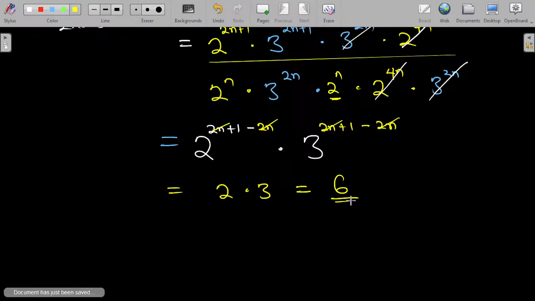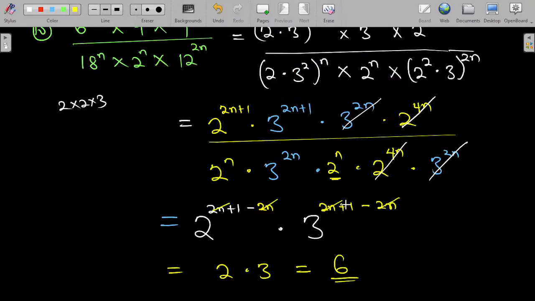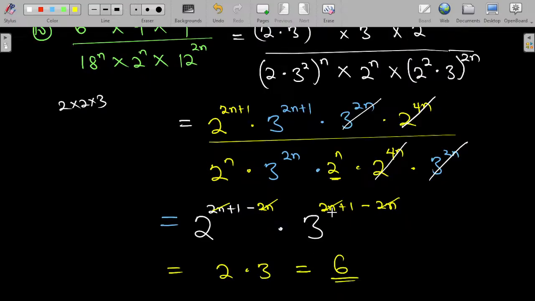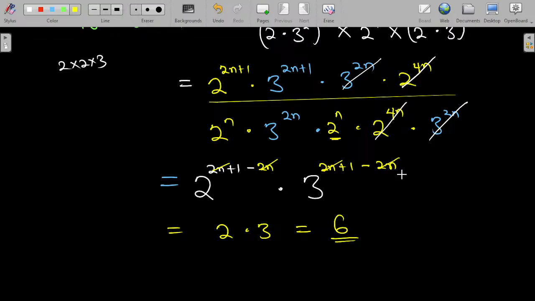Oh my God. What a problem. What an exercise. This is so beautiful. The whole of this ran down to 6. Wow. This is beautiful. We got 6 here. Oh my God. This is amazing.